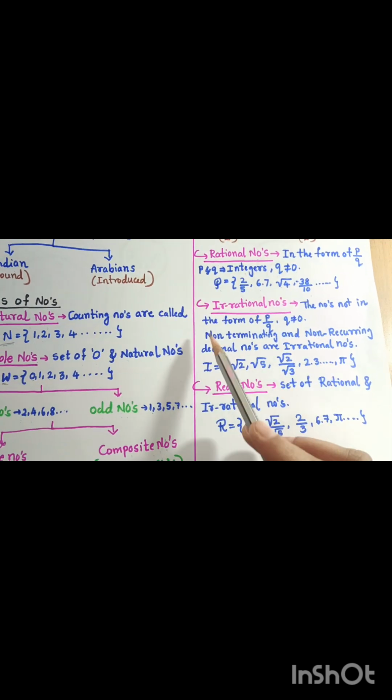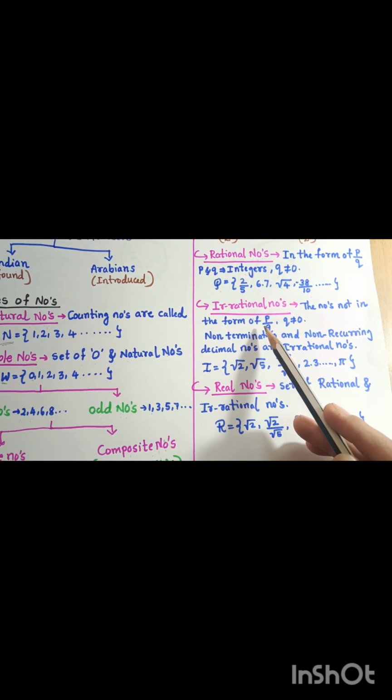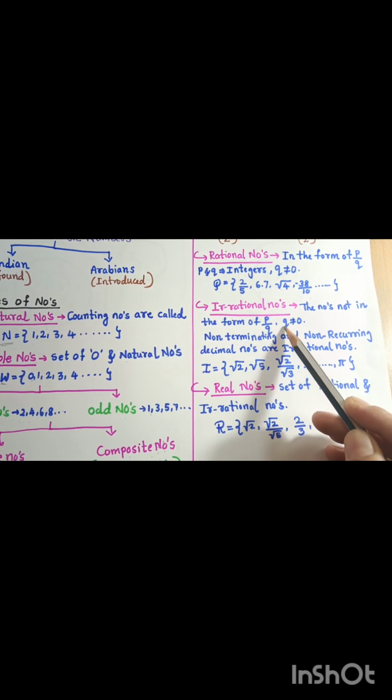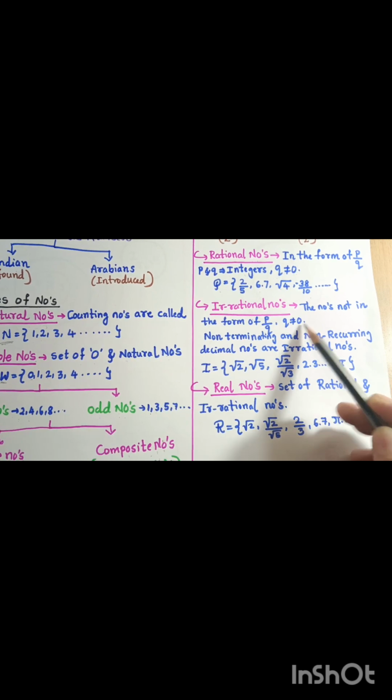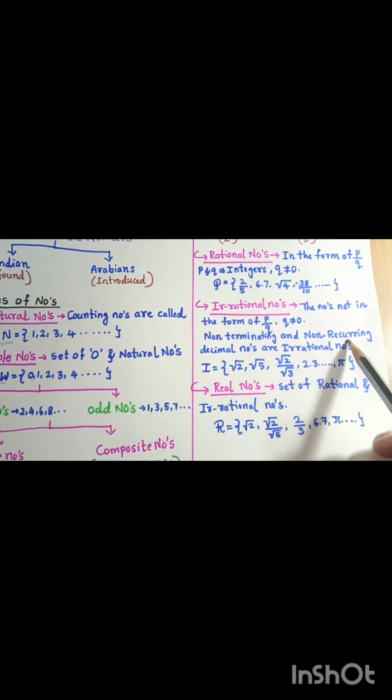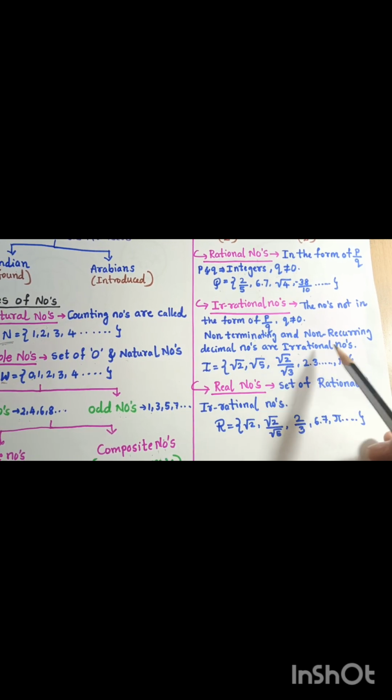Now let's see irrational numbers. I think you studied them in your 9th standard. Irrational numbers are the numbers which are not in the form of P by Q, where Q is not equal to 0. They are the numbers which are non-terminating and non-recurring decimal numbers. So these numbers are called irrational numbers.